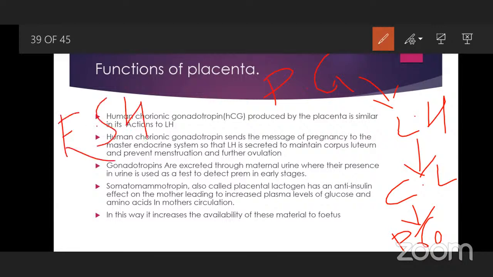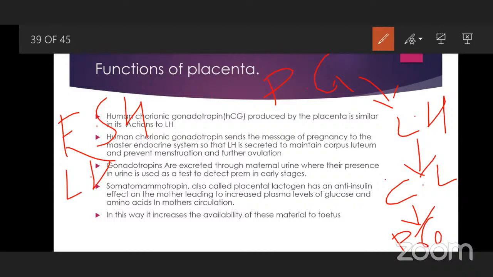So FSH and LH are the two gonadotropins which are excreted through the maternal urine, where their presence in the urine is used as a test to detect pregnancy in the earlier stages. So due to the presence of these hormones, that is human chorionic gonadotropin as well as FSH and LH, some amount of these hormones will be present in the maternal urine when there is pregnancy.